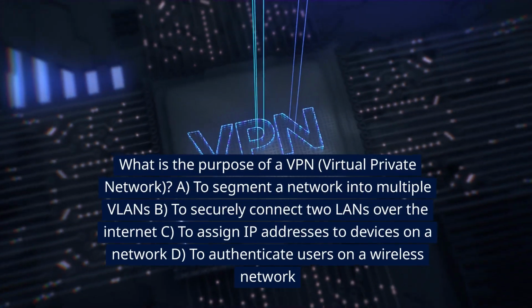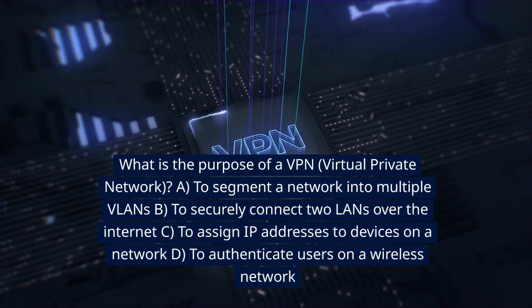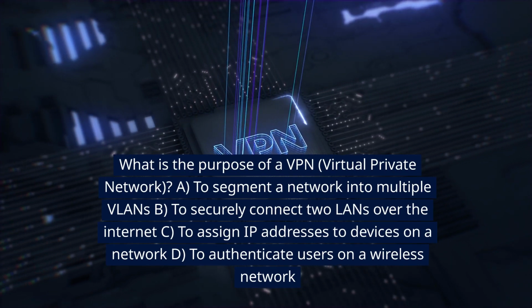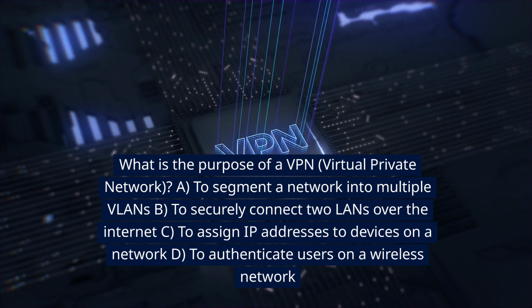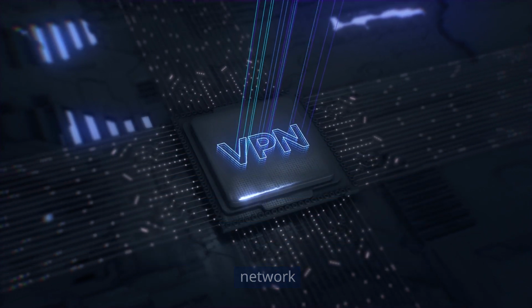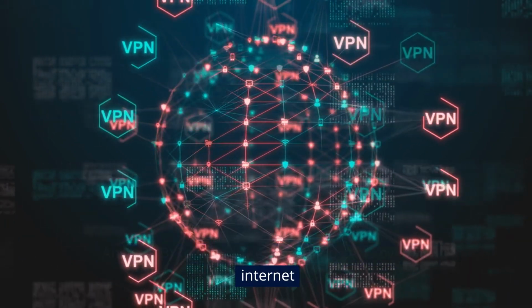What is the purpose of a VPN, virtual private network? A. To segment a network into multiple VLANs. B. To securely connect two LANs over the Internet. C. To assign IP addresses to devices on a network. D. To authenticate users on a wireless network. Answer: B. To securely connect two LANs over the Internet.